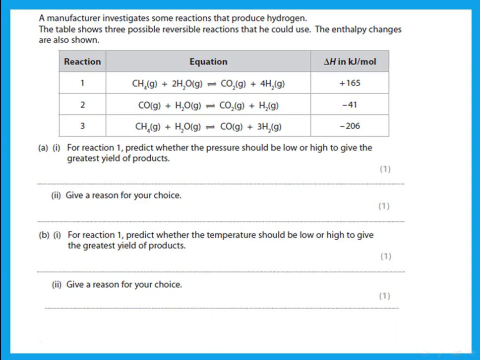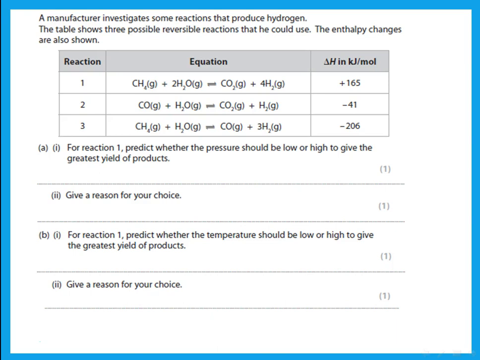Okay, this one is another question. He says a manufacturer investigates some reactions that produce hydrogen, and the table shows 3 reversible reactions. So the first question says, for reaction 1, predict whether the pressure should be low or high to give the greatest yield of products. So we want the reaction to go forward.